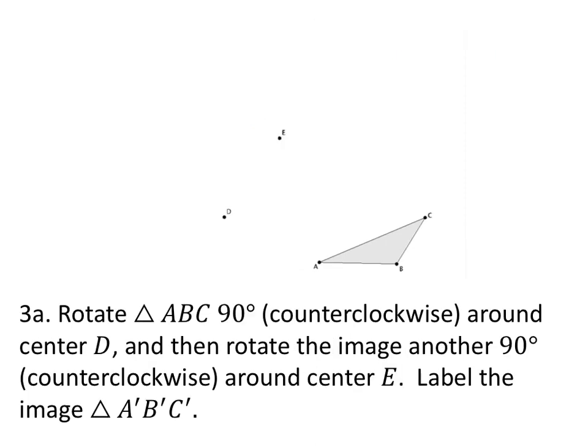Rotate triangle ABC 90 degrees counterclockwise around center D first. Then rotate the image another 90 degrees counterclockwise around center E. Make sure you label the triangle A prime, B prime, C prime. That's after the second rotation.